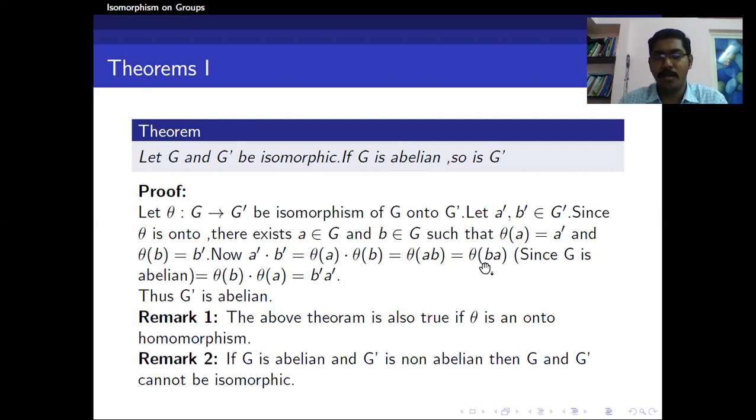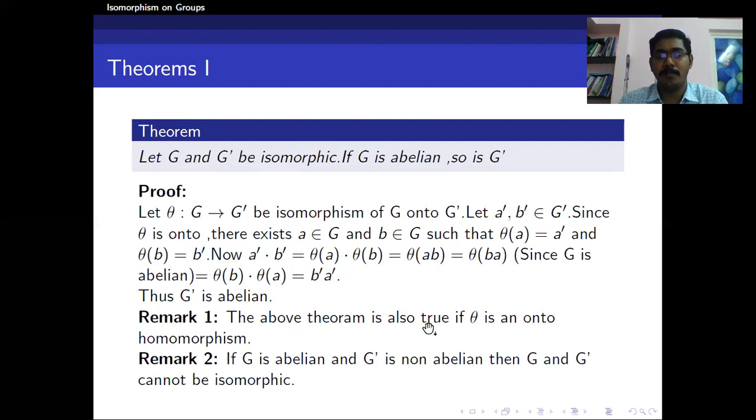So theta of ba, how can we write theta of ba? Theta of ba is equal to theta of b into theta of a, because theta is an isomorphism. Obviously it is a homomorphism. So theta of b into theta of a. Theta of b is b dash and theta of a is a dash. So what we have obtained from this step, a dash into b dash is equal to b dash into a dash. Therefore G dash is abelian.